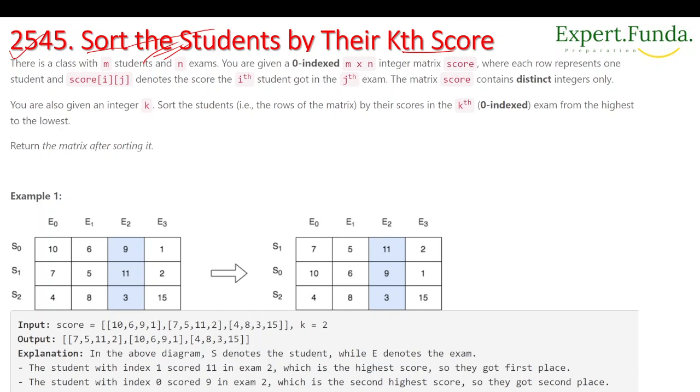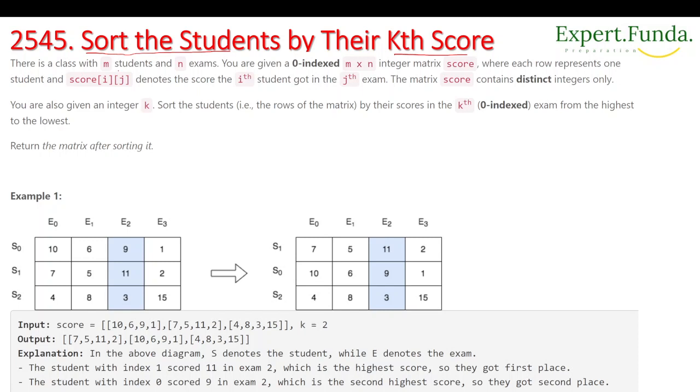Each student has some score, and we have to sort the students by their score. How we'll do that, we'll see later. So this is the student, and we have to sort the students by their kth score. What is that? Let's read the question.